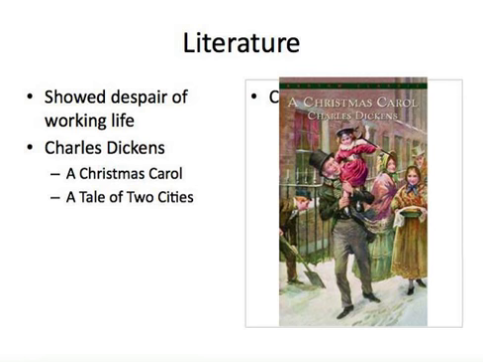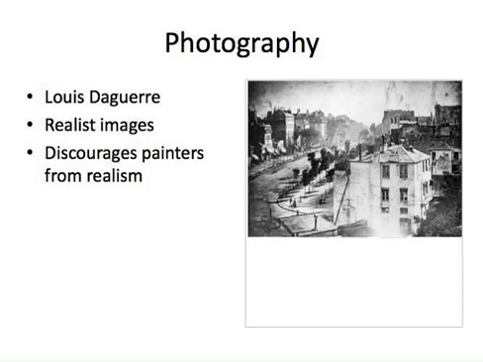But then all of a sudden a new invention comes along that's realist, and it is photography. One of the very first photographers is named Louis Daguerre. He's French, and he produces these really famous realist images. It actually discourages painters and writers from realism because you can actually capture life as it was. You don't need to paint it. You can just take a photograph of it. Photography becomes very popular during the late part of the 19th century, and most of you actually have cameras on your phone now. So we're all armed with cameras today.